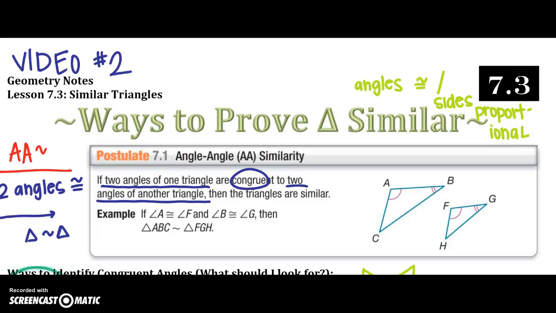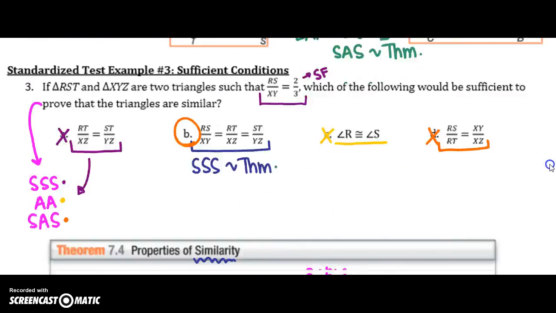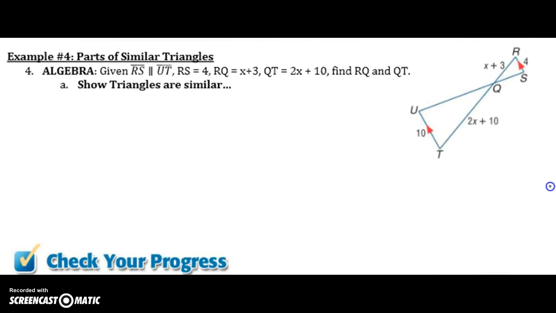All right, this is video number 2 of lesson 7.3 as we're talking about similar triangles. So we are going to finish up this lesson with the back page. Similar parts of triangles. So we are given that two sides are parallel. We're given some side lengths and we need to find RQ and QT.